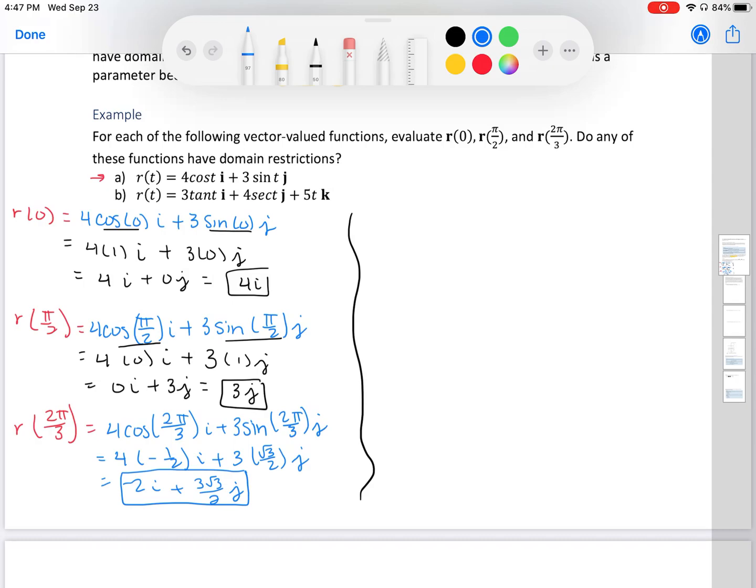Now to answer about the domain. As we see, each one of the terms in our vector valued function, or to be more precise, each component, had a domain of all real numbers. Therefore, our entire vector valued function has a domain of all real numbers. So our domain is all real numbers.